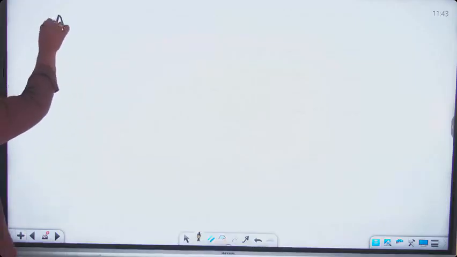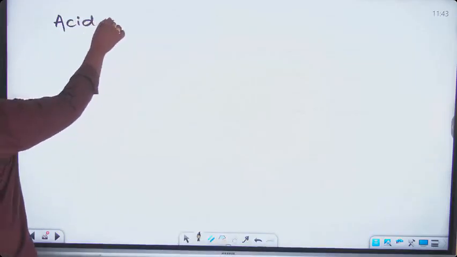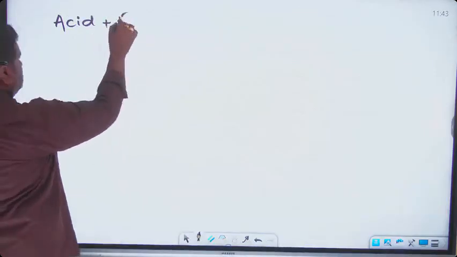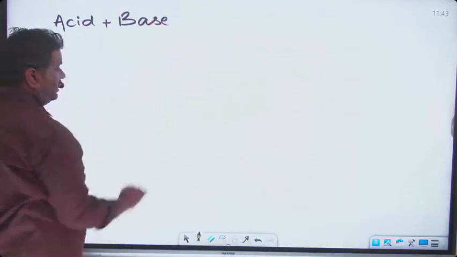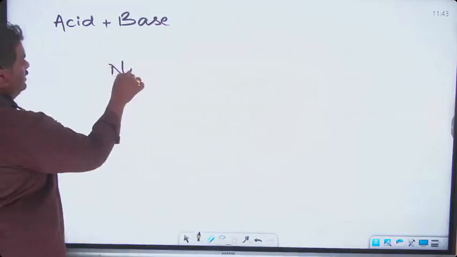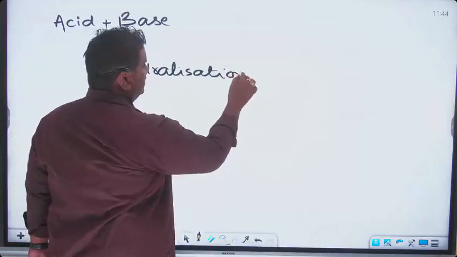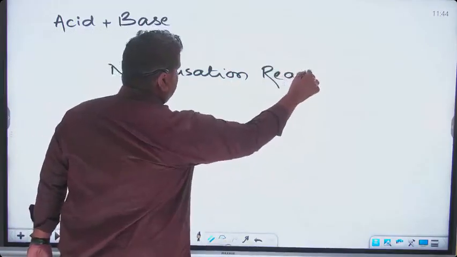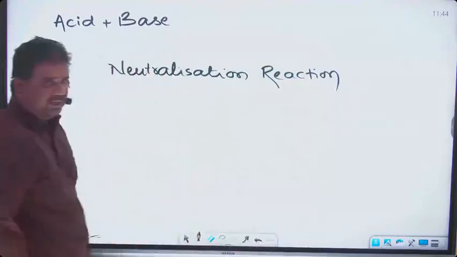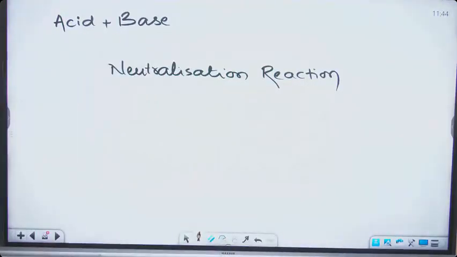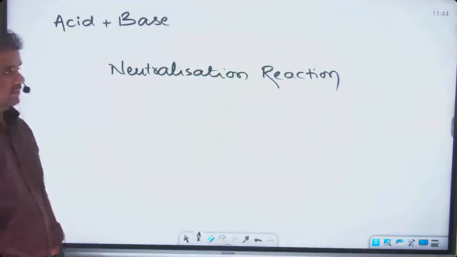At the same time, a reaction between acid and base is known as neutralization reaction. తటస్థీకరణ చర్య అని అంటాం. The reaction between acid and base is known as neutralization reaction.